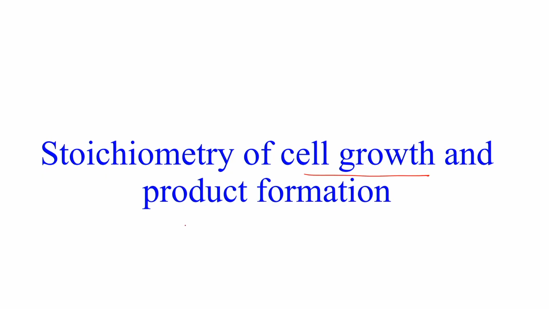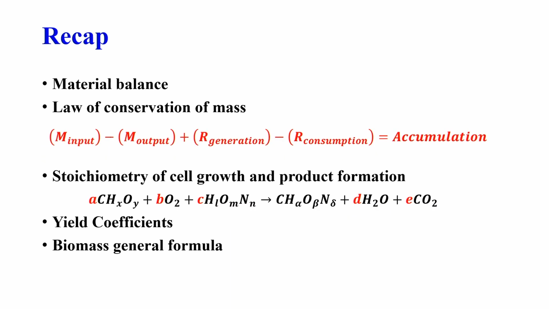Hello everyone. Today we are going to start this second chapter of module 2, that is stoichiometry of cell growth and product formation. So, first we will quickly revisit the last discussion. We started with material balance. For this we discussed we need to have the flow diagram and all the assumptions need to be clearly made, and then we apply the law of conservation of mass.